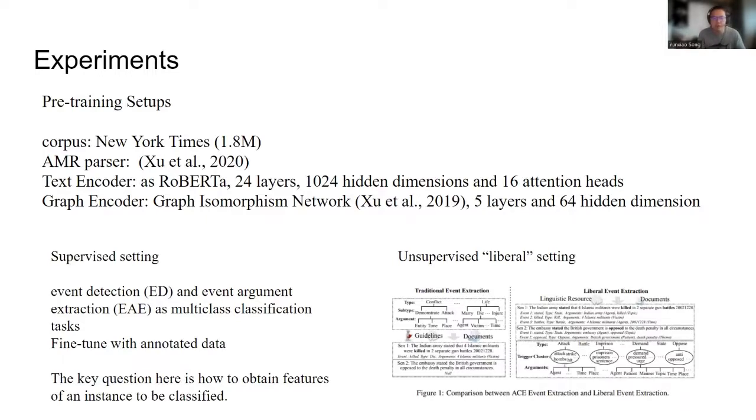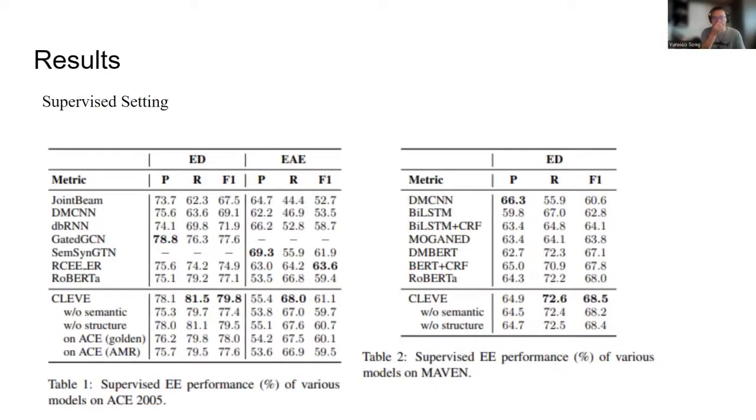So here are the results. If we can take a look at the supervised setting first. So the result for the supervised setting is shown here, and we can say that the performance is kind of okay as it gets the best score on both event detections. However, in the supervised setting, it is not as competitive as other supervised methods on event argument extraction tasks. Well, but we are indeed more interested in the unsupervised liberal settings, right?